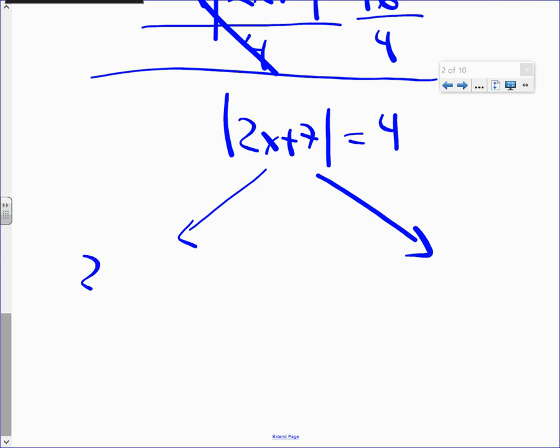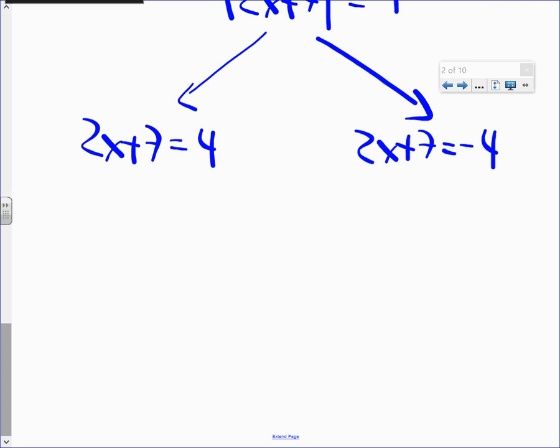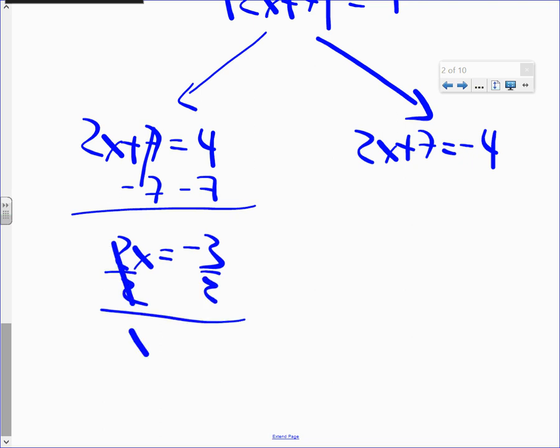Hold on. 2x plus 7 equals 4, and 2x plus 7 equals negative 4. We're going to have both of our solutions. One's from the left, one's from the right. Bye-bye to that. I have 2x equaling negative 3. Divide by 2, divide by 2. X then equals negative 3 halves. I'll just leave that as 3 halves for now, because 2 can't fit into 3 evenly. That's okay.